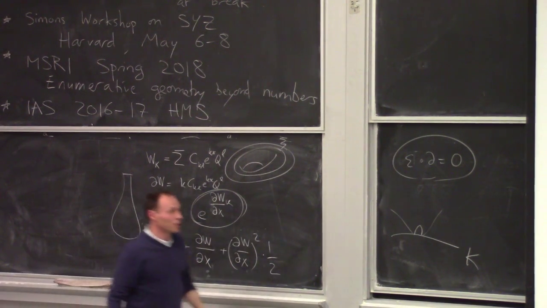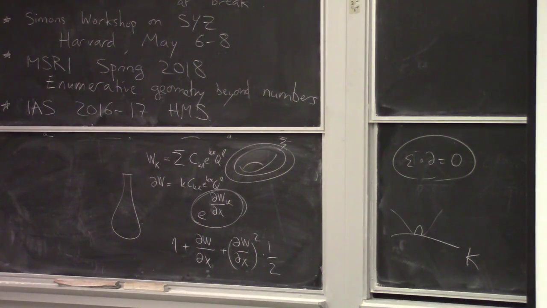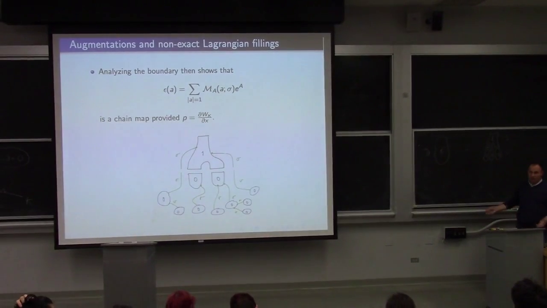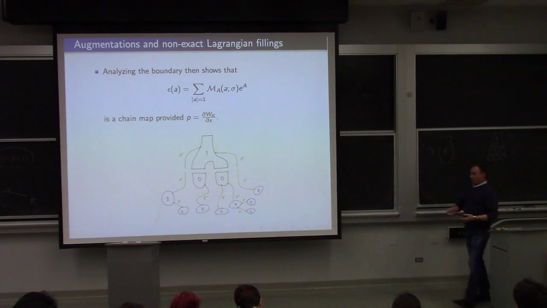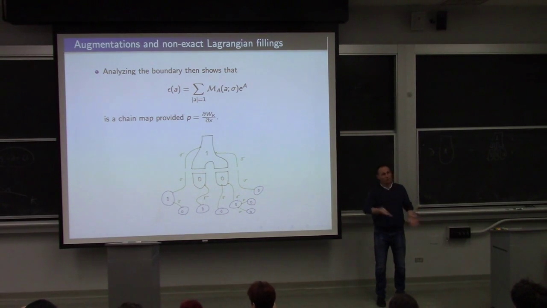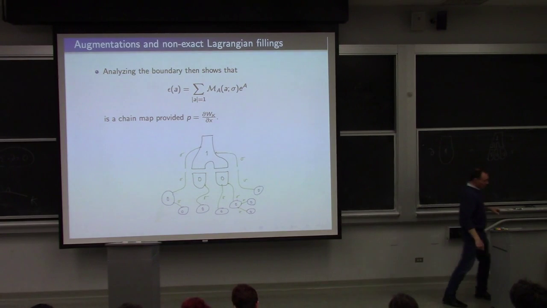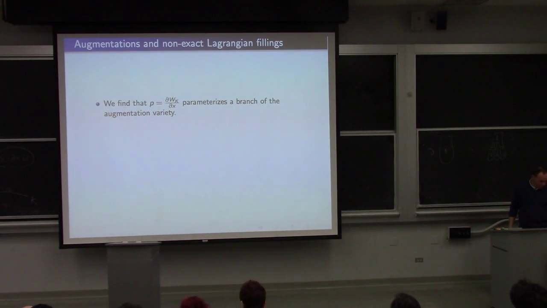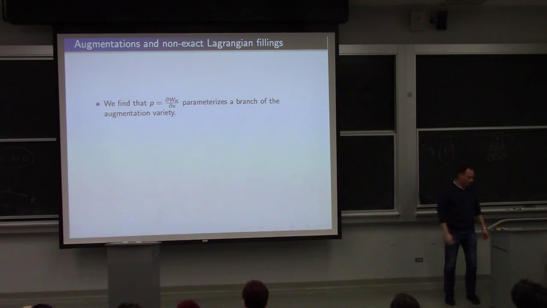substitution. So therefore we see that if I substitute p as the dw/dx in, then I have a branch of the augmentation, right? So that's relating the two things. Right? Good. So that's the conclusion.